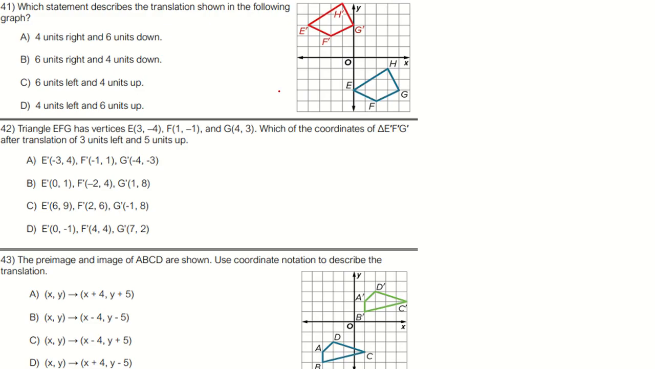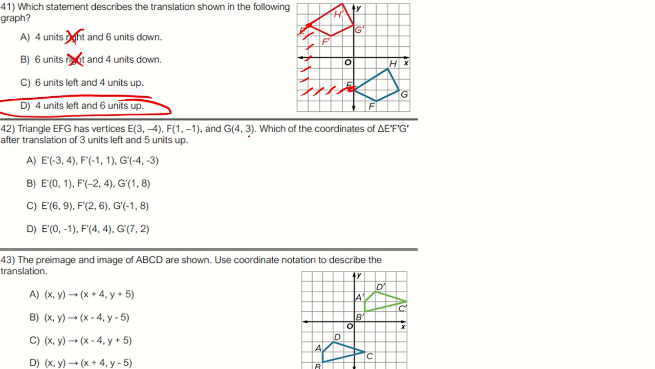Okay, now this is like the same question. Which statement describes the translation shown in the following graph? You see, E is here and E prime is here. So check how much left, right, down, up. This thing you have to see. So it is going left. So left means this is not possible. This is also not possible. Okay, now 1, 2, 3, 4: 4 units left. So this is the answer. And 6 units up, just to verify the answer: 1, 2, 3, 4, 5, 6. Okay, like this you can count easily.